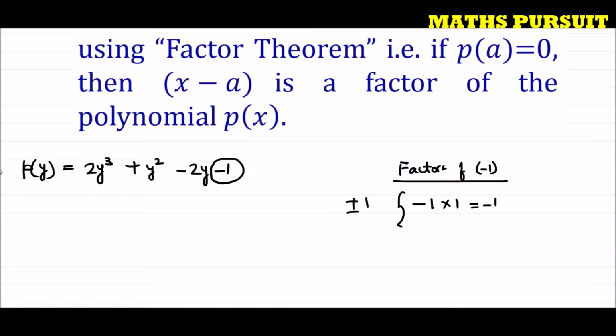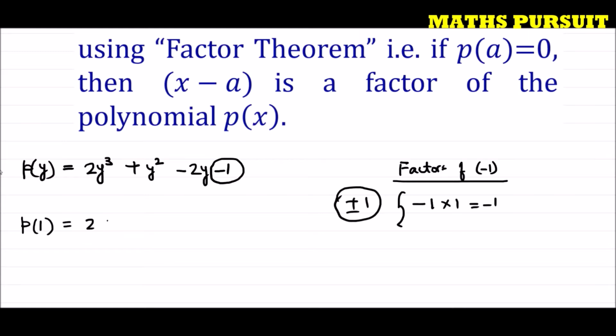Now let us find out for what value of y, p(y) is equal to 0. Let me first pick up plus 1. Replacing the value of y with plus 1, because I will test with plus 1 first and then I will test with minus 1. If I get 0 with plus 1, then I will stop here. If p(y) is not 0 with 1, then I will move ahead and test with minus 1.